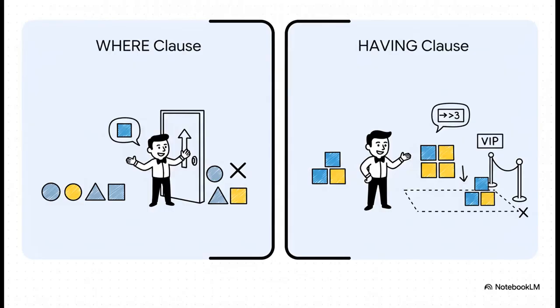This is such a critical distinction, and honestly, it's one of the most common trip-ups in SQL. So think of it like this. The where clause is the bouncer at the club door. It decides which individual rows get into the party before they're ever grouped together. But the having clause? That's the VIP host, after the party's already started, deciding which entire groups get to stay based on their summary stats.